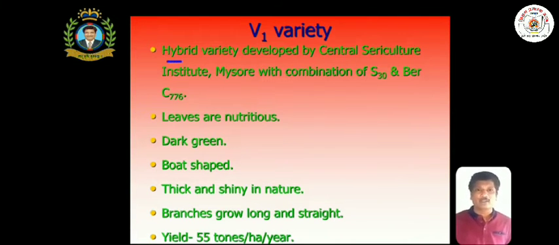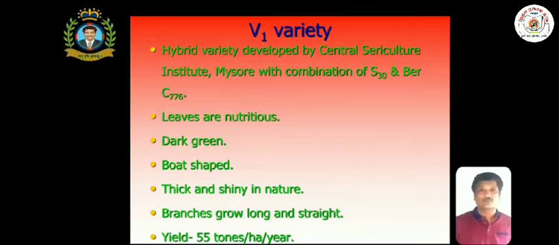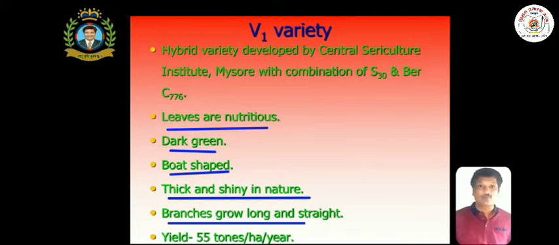This is a hybrid variety developed by the CSIR research institution located in Mysore, developed by a cross of S30 and a rootstock of Berar variety, C776. The most important properties of this variety are that the leaves are very succulent and nutritious. They are dark green in color and boat shaped. The leaves are thick and shiny in nature and the branches grow longer and straighter. The yield is also excellent, at about 55 tons per hectare per year.